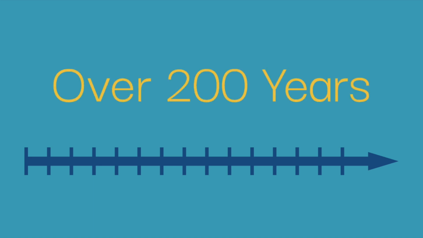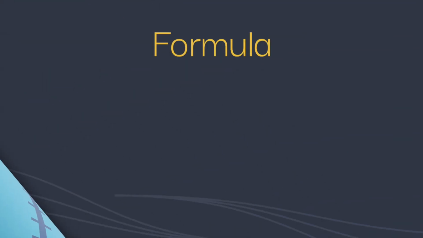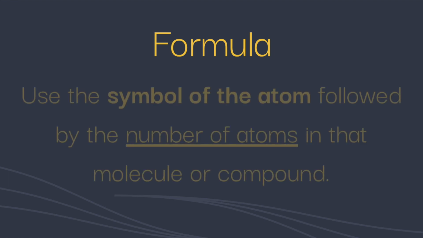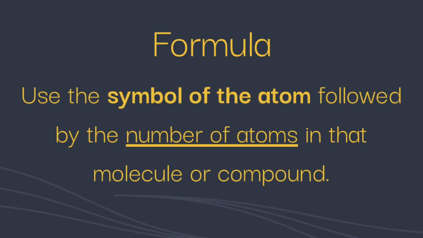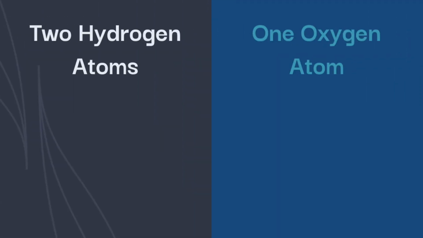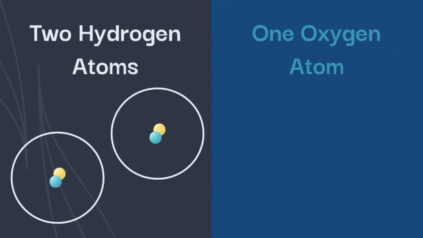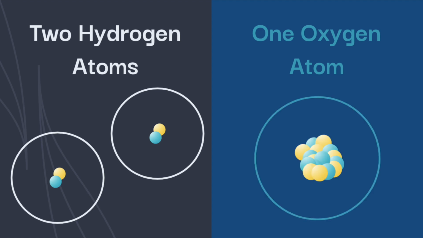The formulas used to represent molecules and compounds have been used for over 200 years. To write the formula for a molecule or compound, you use the symbols of the atom followed by the number of atoms in that molecule or compound. For example, you may have seen the formula for water, H2O. The subscript 2 means that there are two hydrogen atoms. The oxygen has no number beside it, meaning that there is a single oxygen atom in the molecule. This means that for every two hydrogen atoms, there is a single oxygen atom in water.